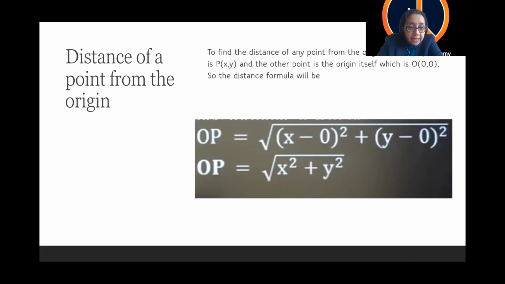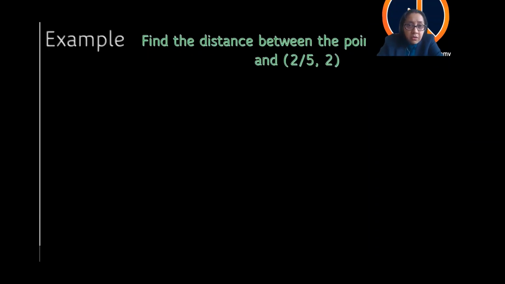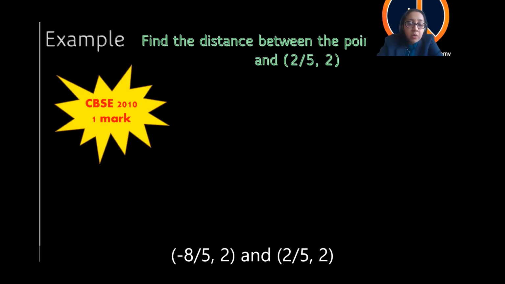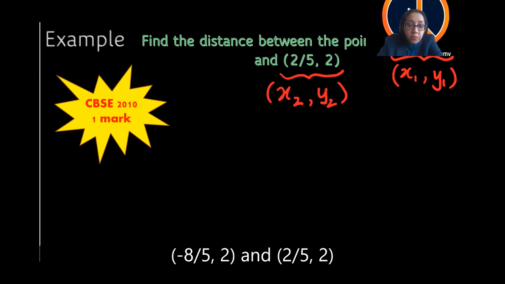Let's see an example now. We have to find the distance between the points (-8 by 5, 2) and (2 by 5, 2). This question has already come as a 1-mark question in 2010. So let's start. We can consider the first point as x1, y1 and the second point as x2, y2. Anything we can do, but we have to stick to it.